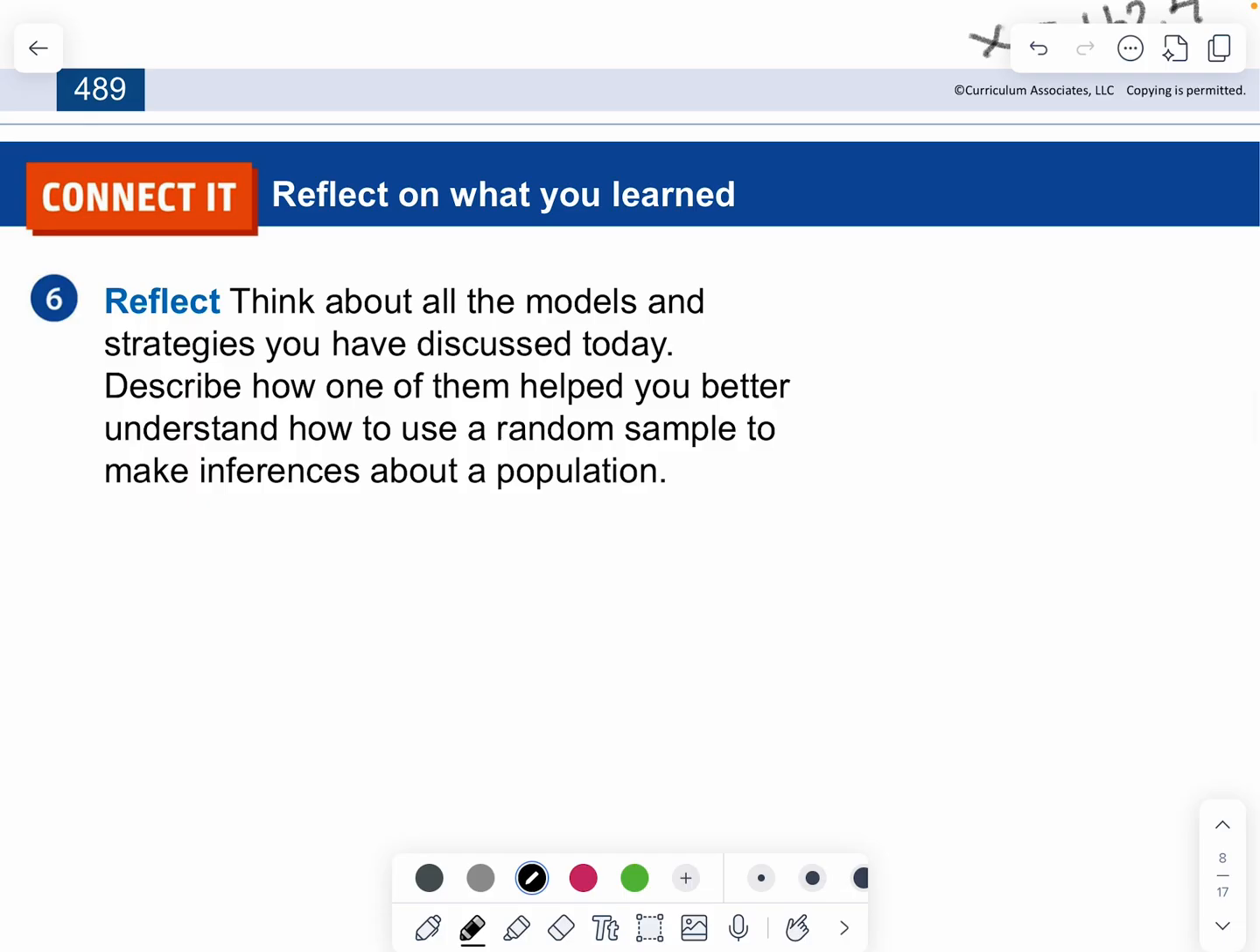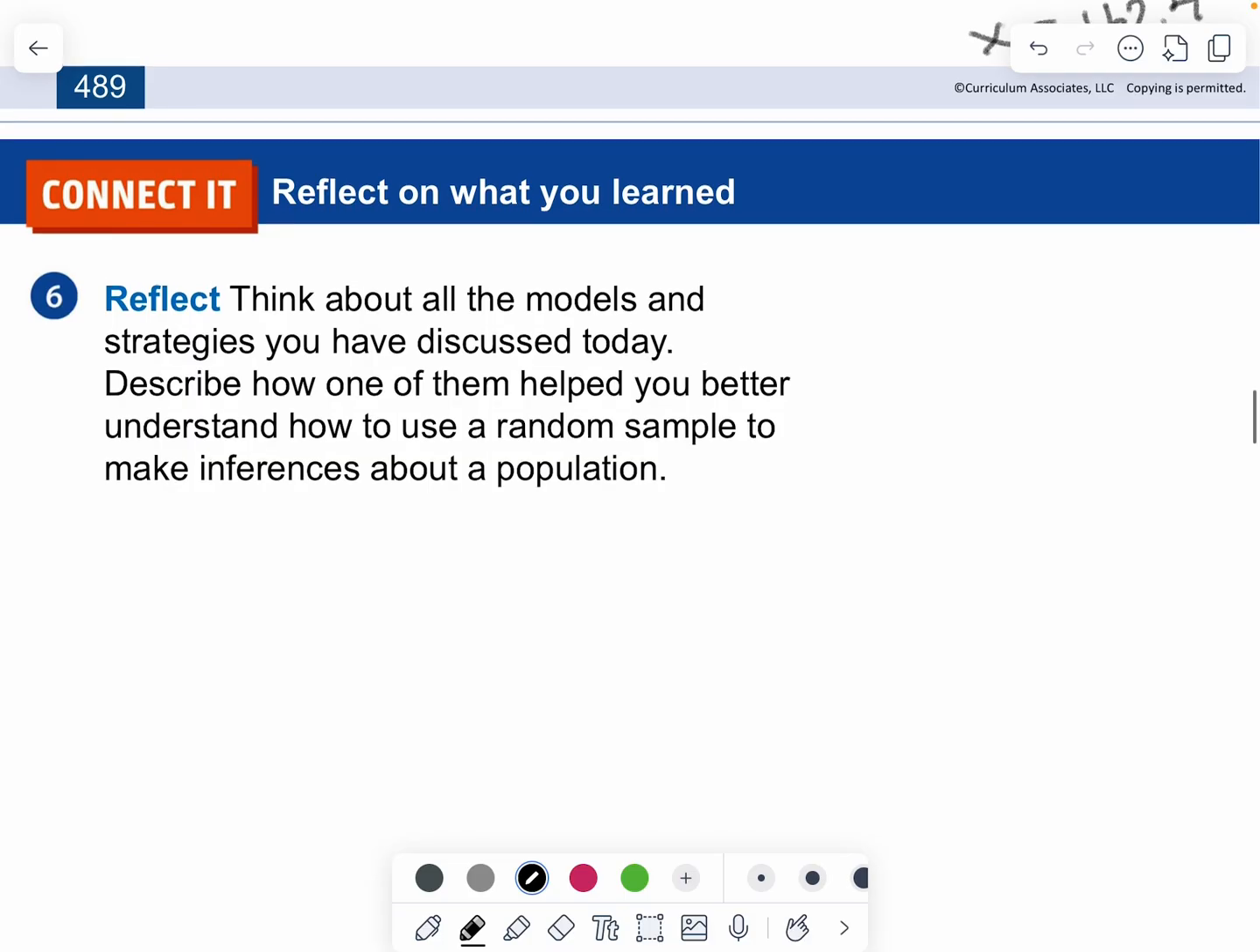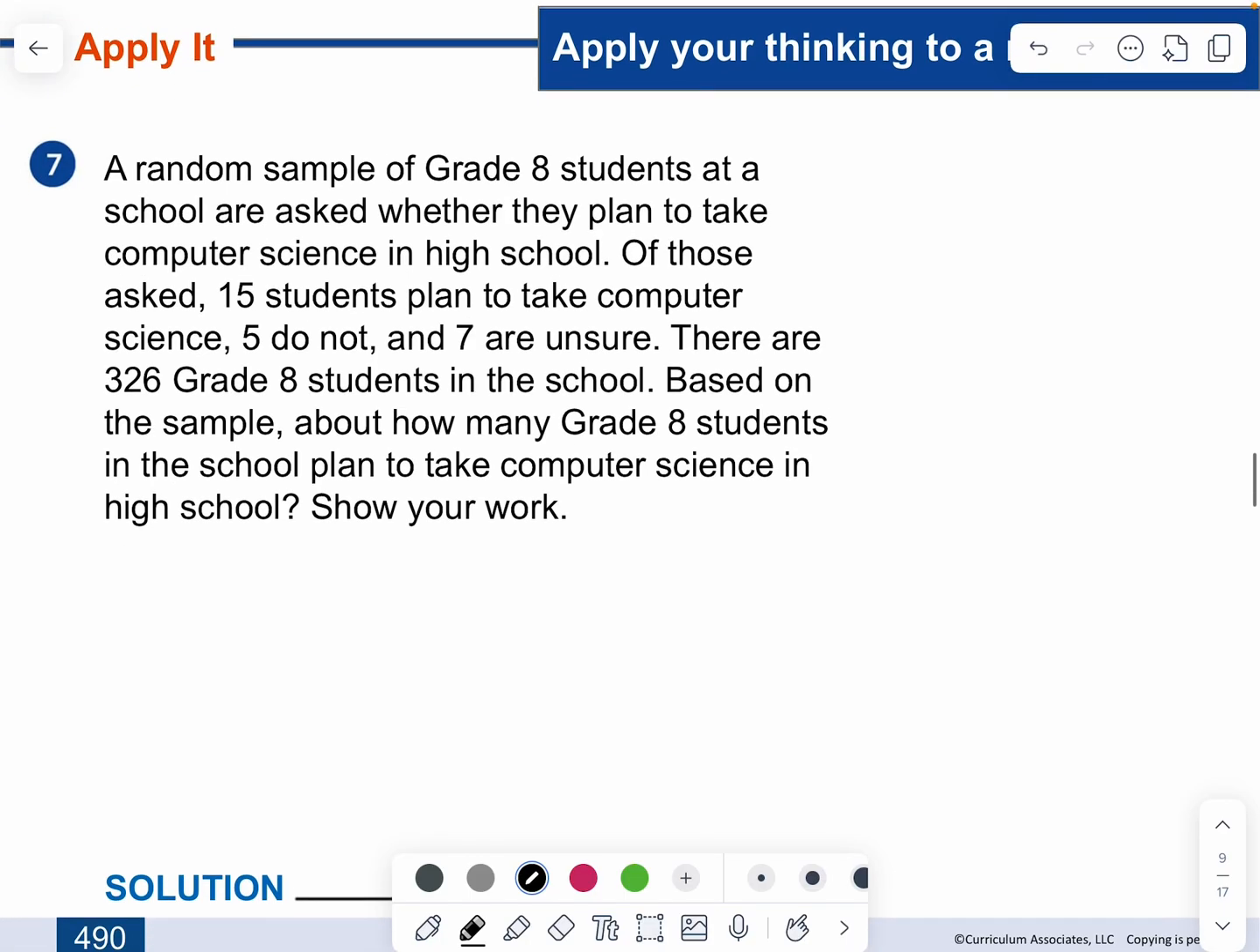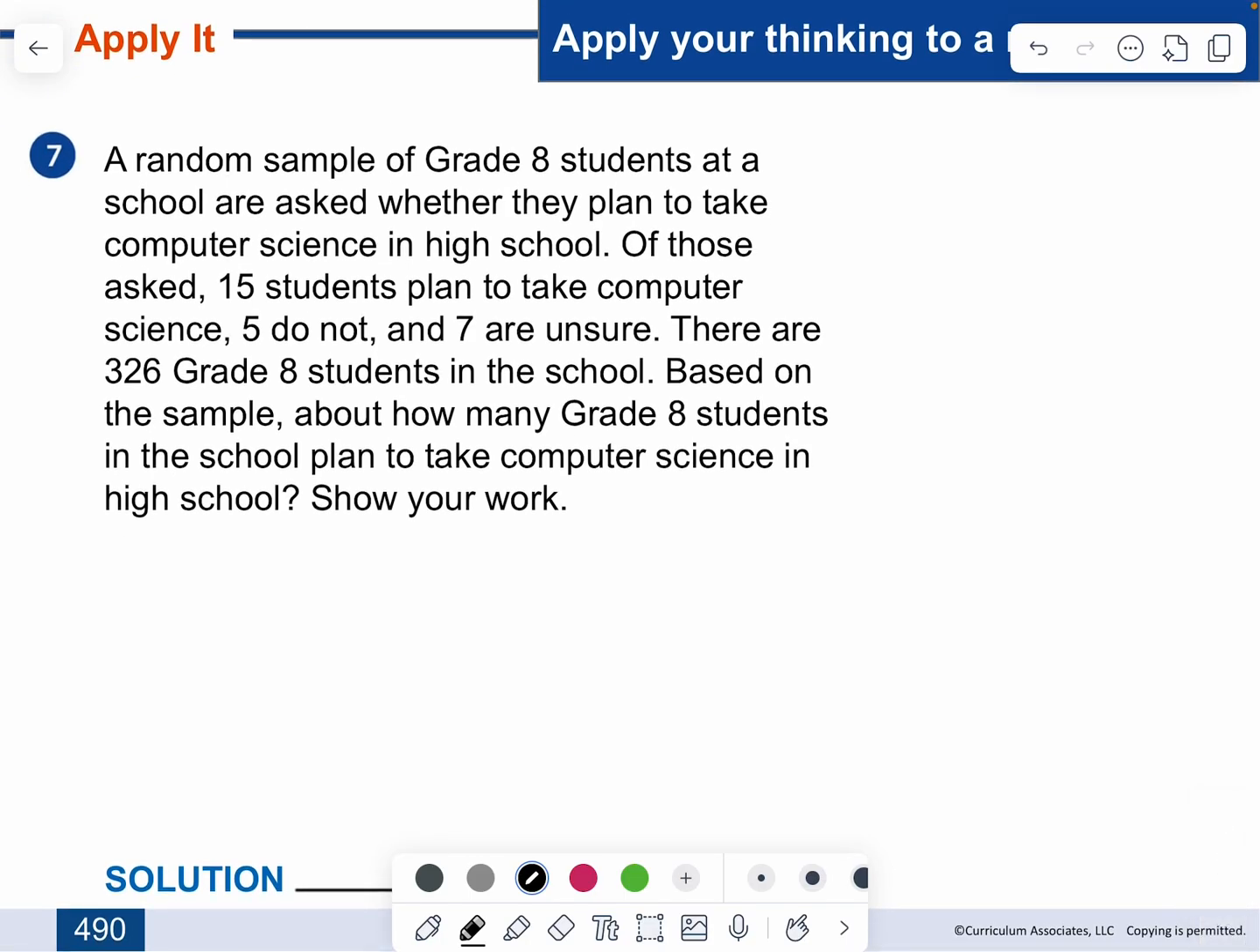Think about all the models and strategies you have discussed today. Describe how one of them helped you better understand how to use a random sample to make inferences about a population. On page 490, a random sample of grade 8 students at a school are asked whether they plan to take computer science in high school. Of those asked, 15 students plan to take computer science, 5 do not, and 7 are unsure. There are 326 grade 8 students in the school.